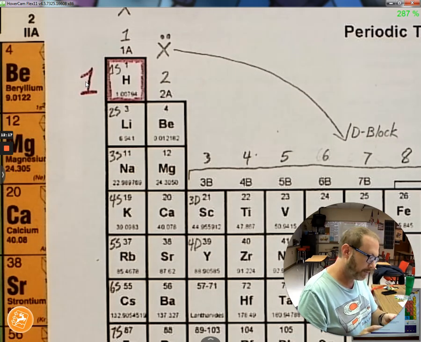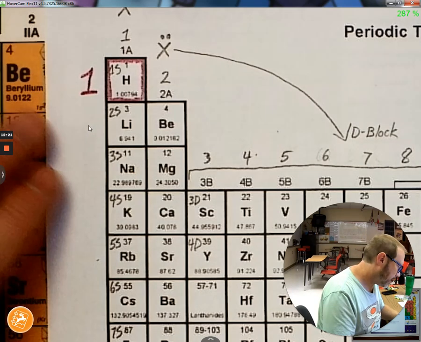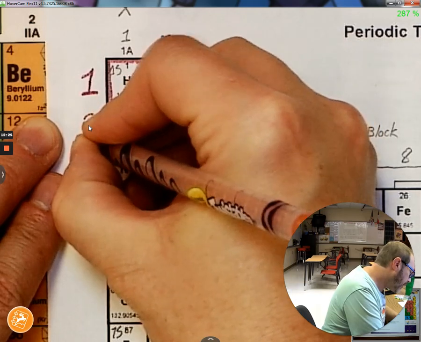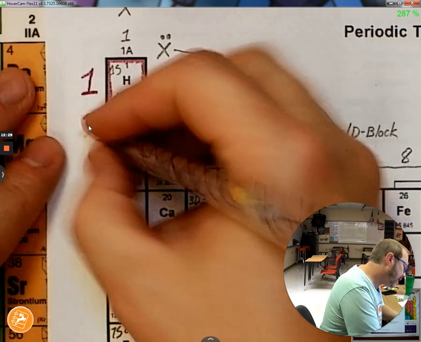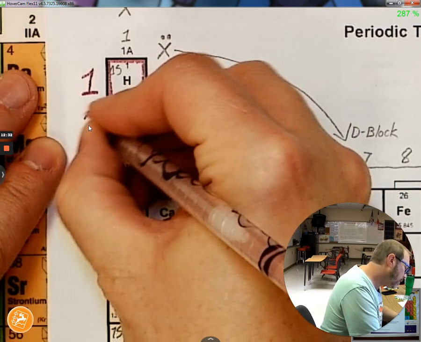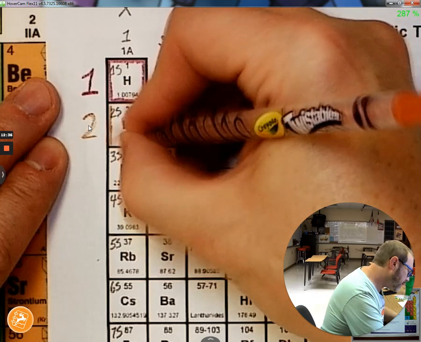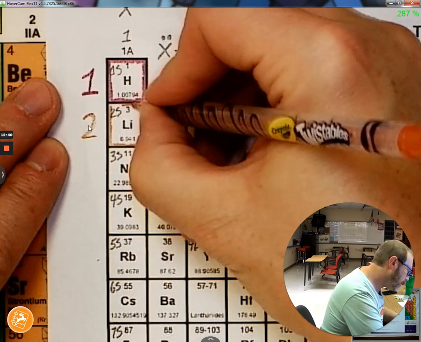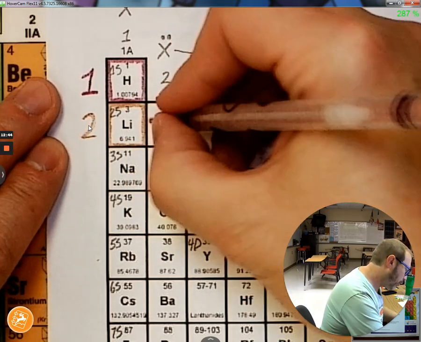I'm going to use orange. And I'll go ahead and start with my number here. I'm going to put a big number 2 right out here beside lithium. Uh-oh. I got that one crayon that's not going to stay out for me. So big number 2. And I'm going to use this. I'm going to put a border on lithium. And then right beside it, beryllium.